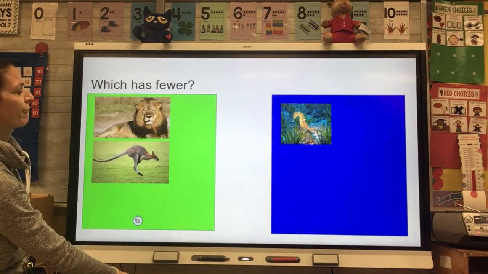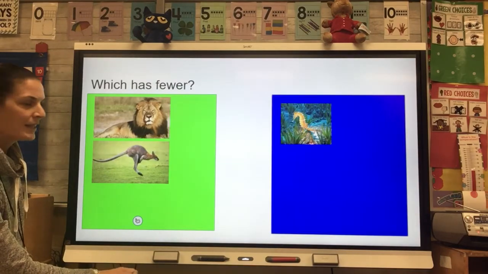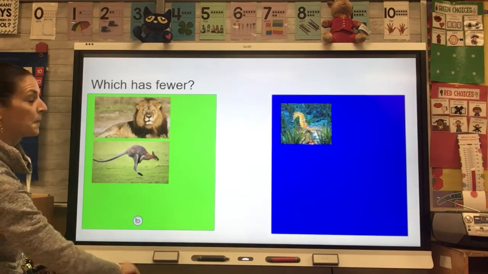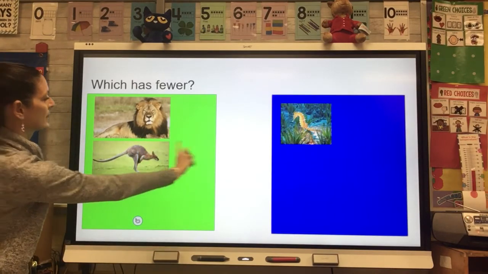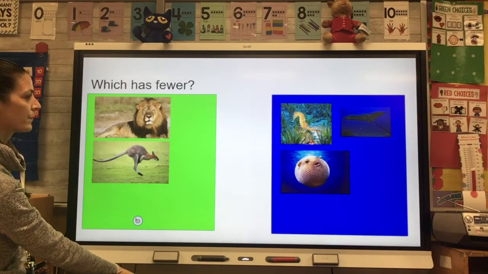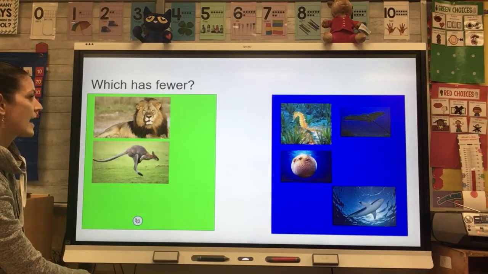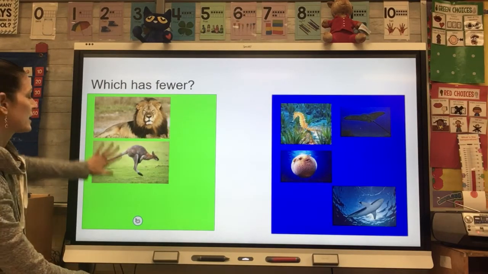Okay, let's just look at the pictures. Which color has fewer? Fewer is just another word for less. Which rectangle has less? The blue, right? This has 2, and this only has 1. All right. Let's go to that one. Okay. Which has less now? Less. Which color has less? I hope you're thinking the green.